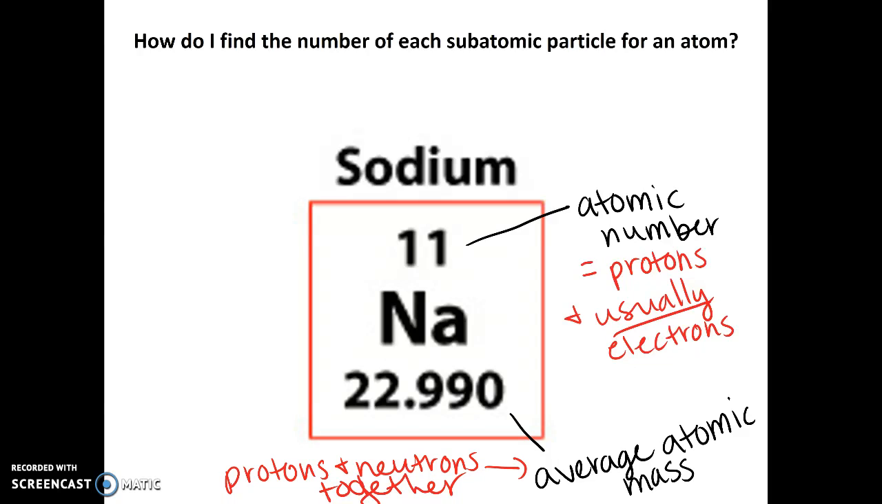To effectively find your protons and neutrons, you're going to round this average number to the nearest whole number. In this case, it'd be 23. Then you can subtract the atomic number, and that will give you the neutrons. So neutrons, you have to do a little more work to find, but you basically take the atomic mass minus the atomic number, and that will give you the neutrons. Again, because this atomic number is always protons.